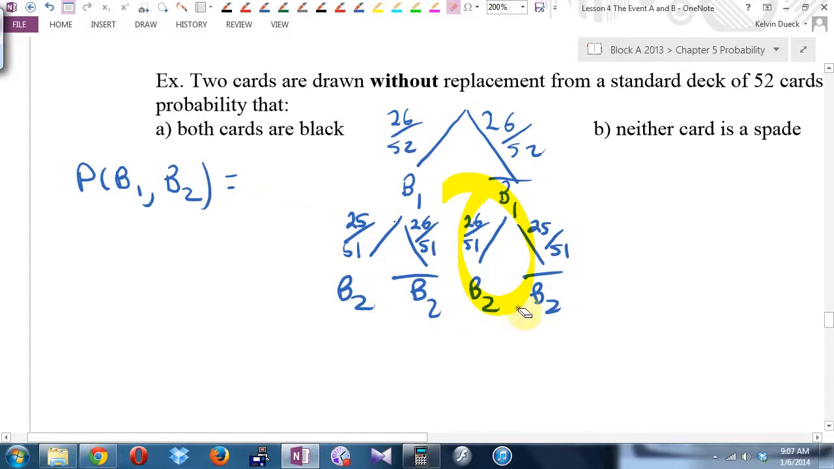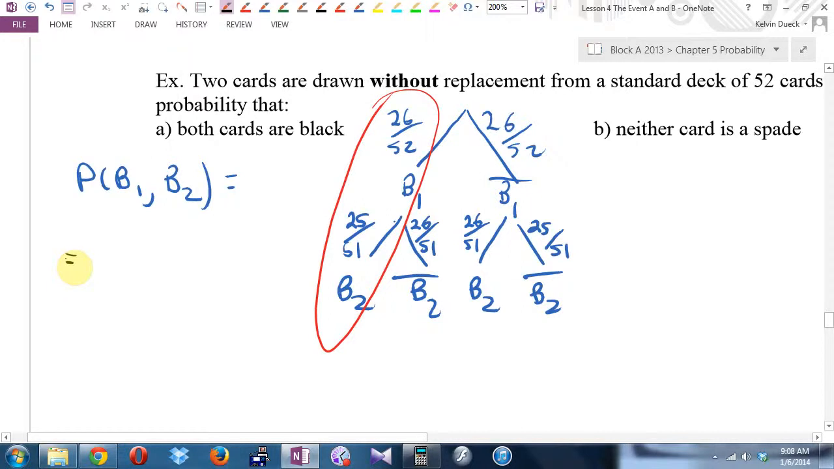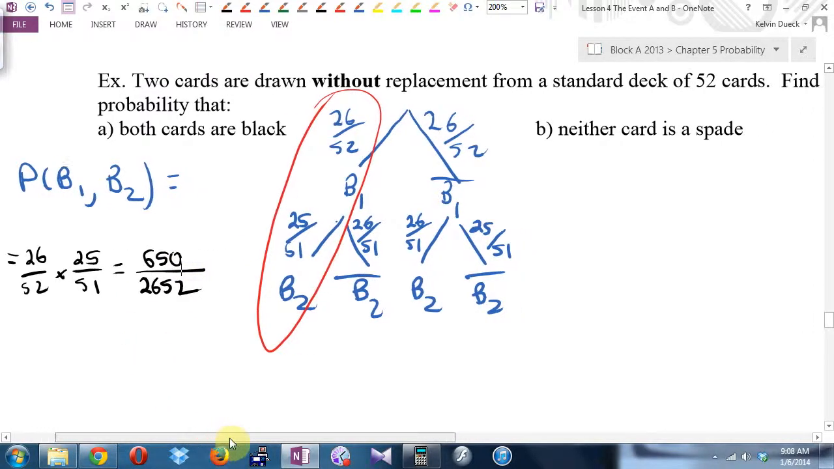Connor, what was the event for part A? Both cards are black. You know what? I think that's that branch there, is it not? It's black with the first card and black with the second card. What does and mean? Multiply down the branches. No matter what, it's going to be 26 out of 52 times 25 out of 51. 52 times 51, I'm pretty sure, is 2652. I've done that one a whole bunch of times, and I've eventually memorized it. What's 26 times 25? Well, 24 times 25 would be 600, so 650? Is that all right?